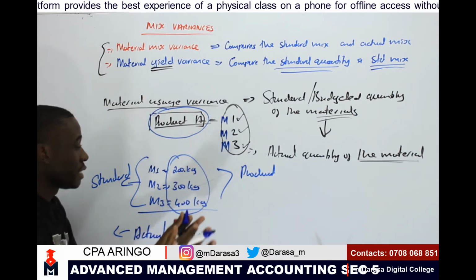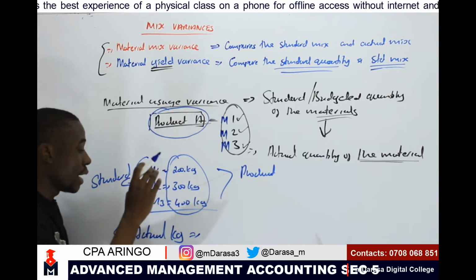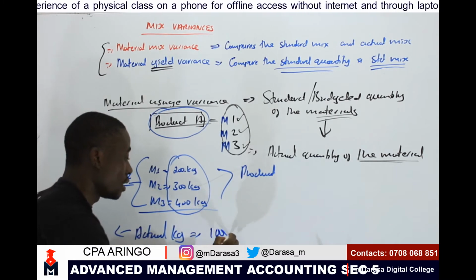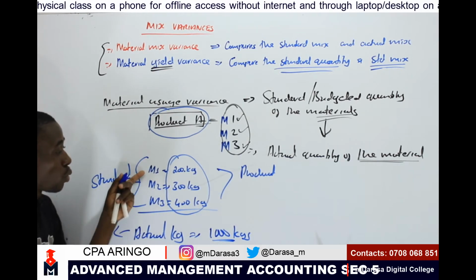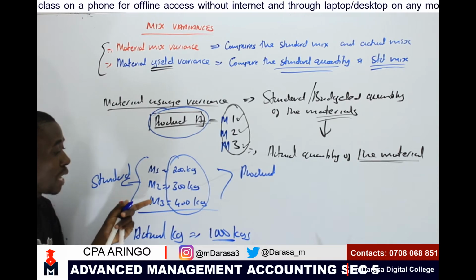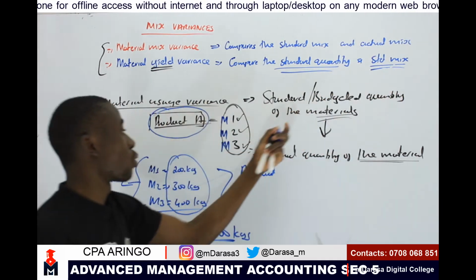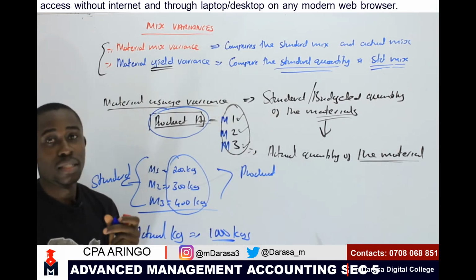The total kgs, the entire kgs, comprise M1, M2, and M3. Maybe in this case, I have, say, 1,000 kgs. But on this 1,000 kgs, I need to determine the portion of M1, M2, and M3. So this is what you're terming the mix of the product that we are producing. I don't know if I'm clear on that.